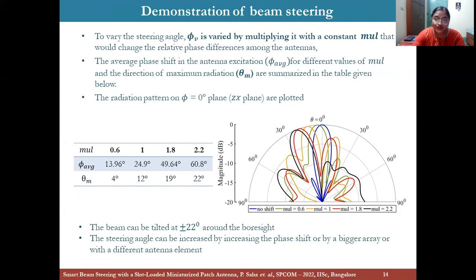A maximum of plus minus 22 degree tilt is observed around the bore side by varying the input phases of each of the antenna elements.